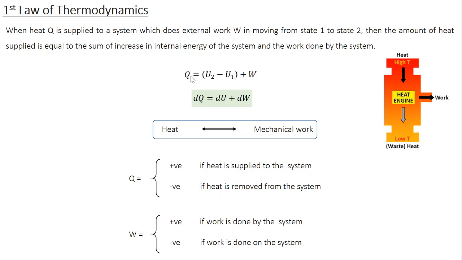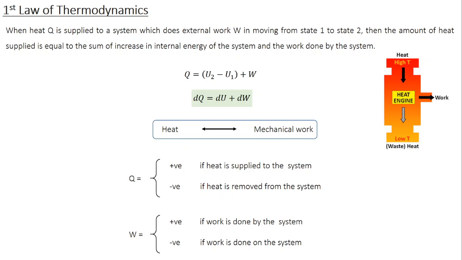In other words, a part of the heat energy is used to increase the internal energy and the remaining part is used to do some external work done by the system. Now, the change in heat energy dQ can be written as change in internal energy dU plus change in work dW. So basically, the first law of thermodynamics talks about the interrelation between heat and mechanical work.